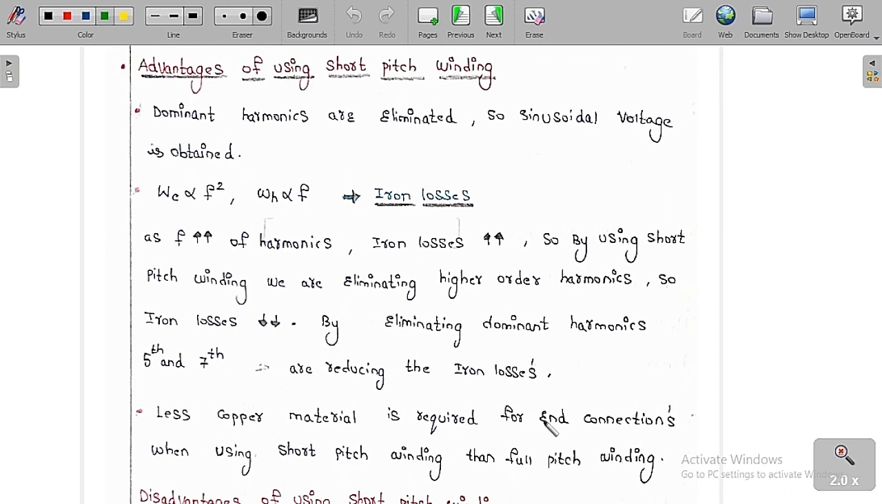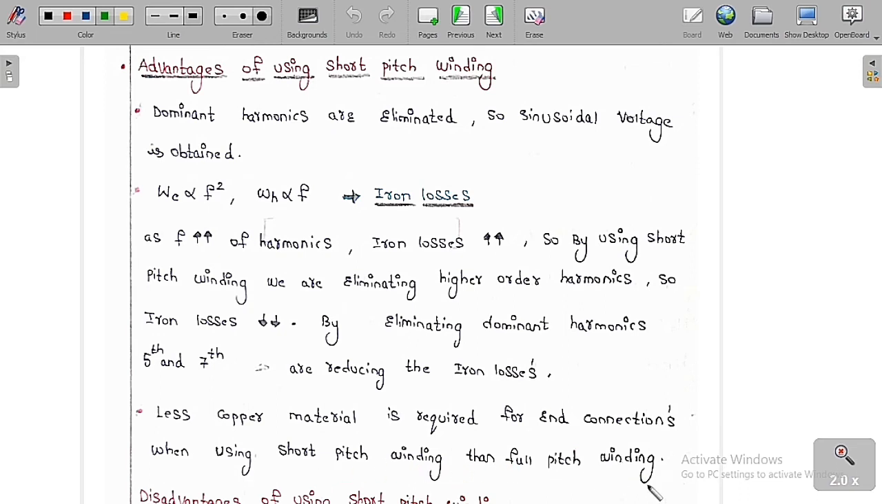With the help of short pitch winding, we remove the higher order harmonics because they make the overall output voltage non-sinusoidal. We eliminate them, and their corresponding iron losses are also completely eliminated with the short pitch winding. Lesser copper material is required for end connections when using the short pitch winding than full pitch winding.